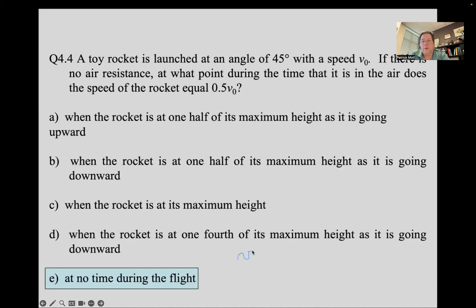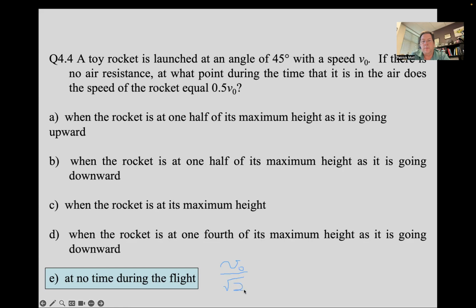which was v0, oops, maybe I should not do it with that pen. That seems bad. Let's try this. V0. Yeah, that looks nice and clunky.